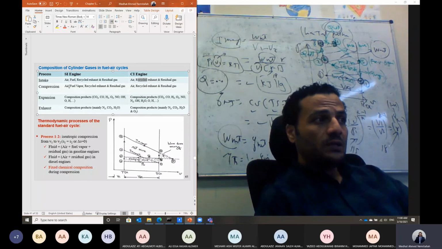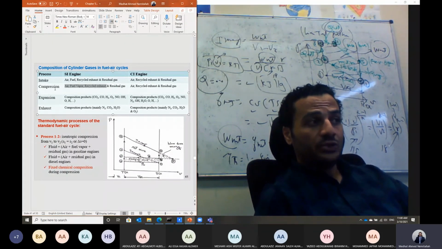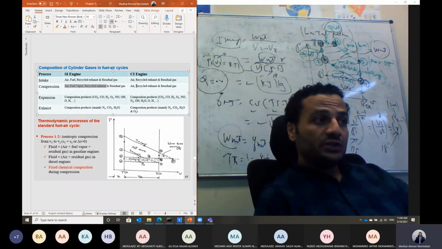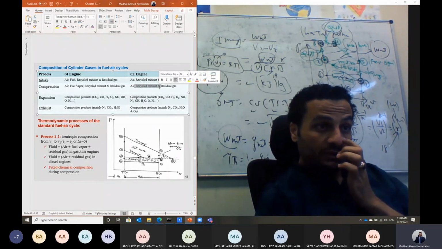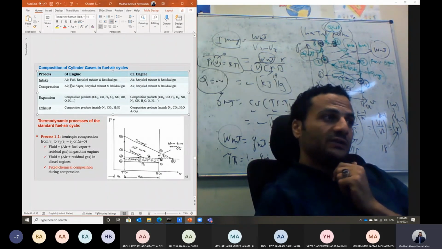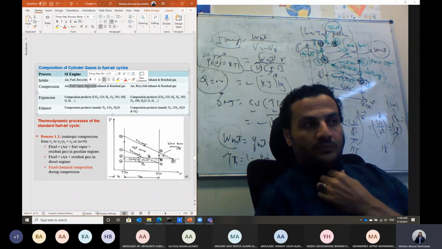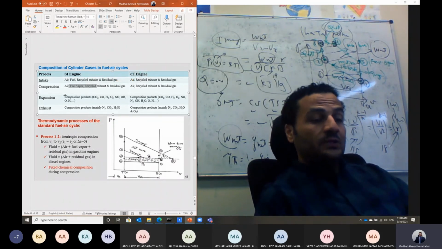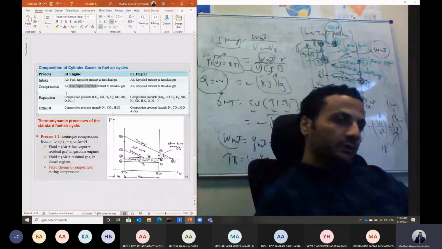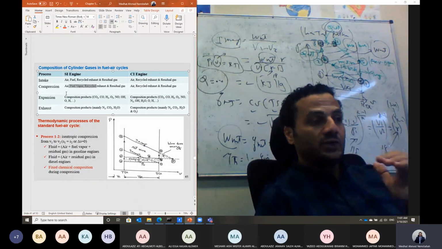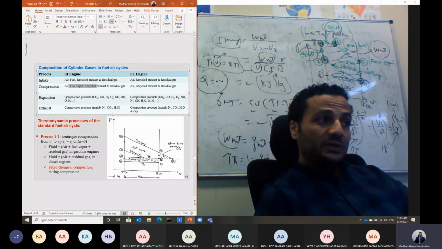Okay, and this charge is compressed during the compression stroke, and at the end of the compression stroke, we should have the injection of the fuel in the case of the compression ignition engine or diesel engine, or we should have a spark in the case of the gasoline engine. And in both cases, the combustion takes place instantaneously. It will be converted to combustion products under chemical equilibrium. Then we can have the expansion process.